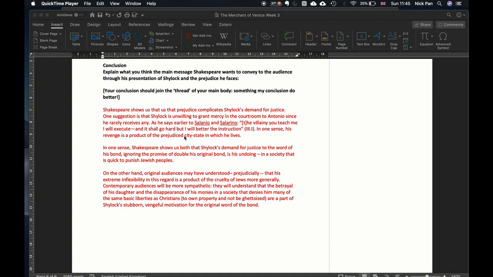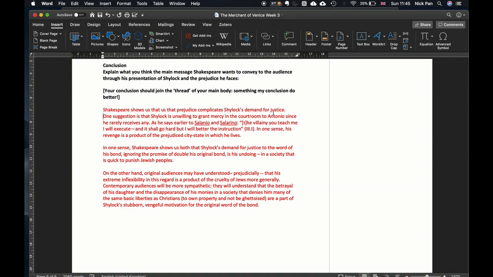Something my conclusion could do a bit better of, because we haven't really discussed Shylock's demand for justice in this essay, but it is the underlying thing, which moves the action forward. I've tried to use the terms of the question again, so I've said that Shakespeare shows us that prejudice complicates Shylock's demand for justice, and that's, I think, uncontroversial. It's true. One suggestion is a convincing sentence, I think.